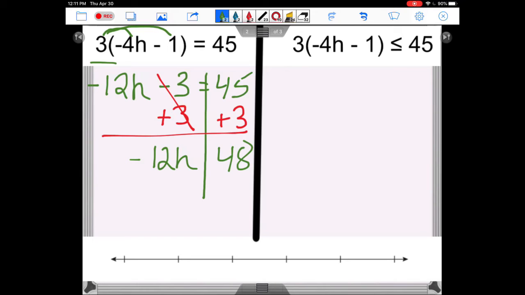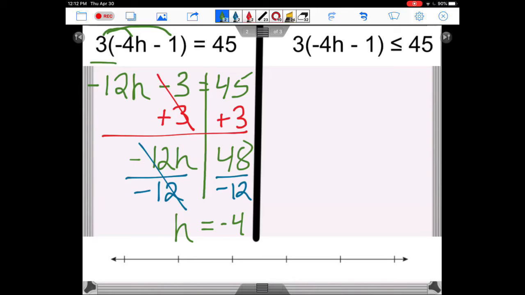And now our last step, since that says negative 12 times h, the inverse, the opposite, will be to divide each side by negative 12. Negative 12 divided by negative 12 makes 1. And so we're left with h equals 48 divided by negative 12 is negative 4. H equals negative 4. That's the equation piece of this. Now, look at the right-hand side. Looks very similar. There's just the inequality instead of an equal sign.